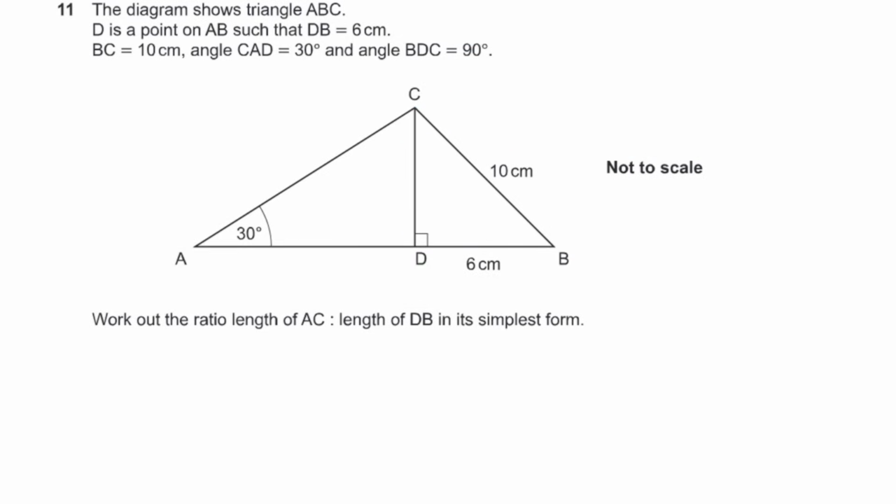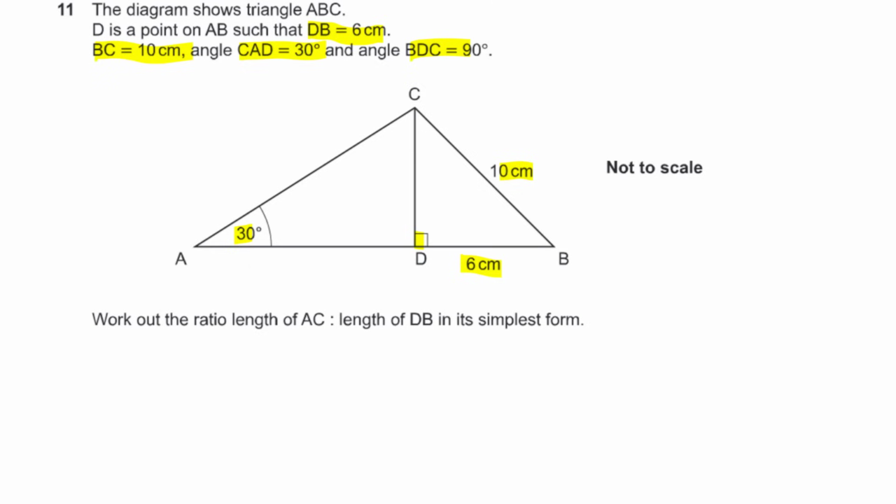The diagram shows triangle ABC. D is a point on AB such that DB is equal to 6 centimeters. BC is 10 centimeters. Angle CAD is 30, and angle BDC is 90. Work out the ratio of lengths of AC to the length of DB in its simplest form. Okay, I always just go through and double check that all the information written up here is in the question. So it's got DB is equal to 6, that's on the diagram. BC is 10, that's there. CAD is 30, that's there. And angle BDC is 90, that's there as well. Look. Okay, because sometimes there's some information in the question that's not on the diagram. So just make sure it's all there first.